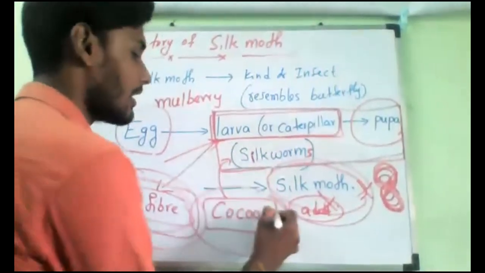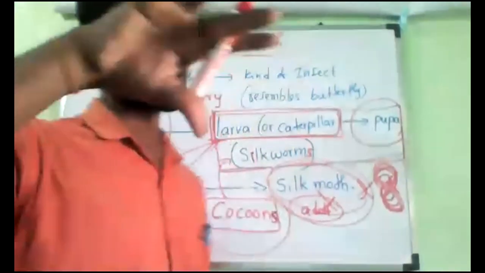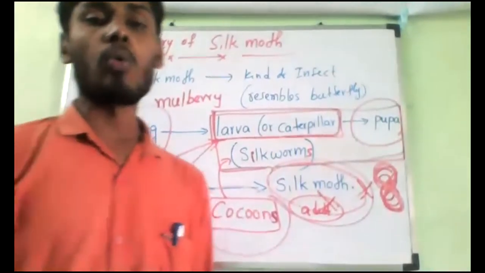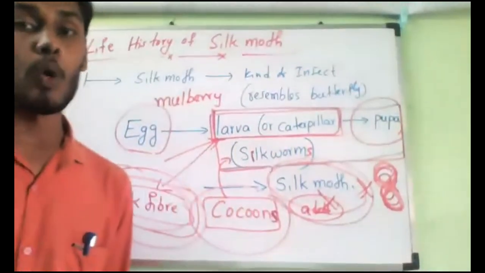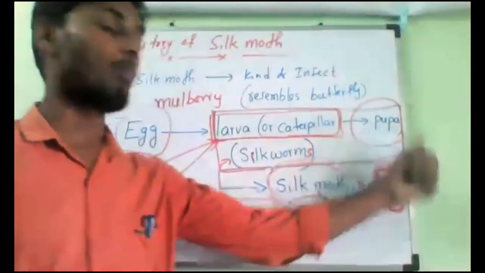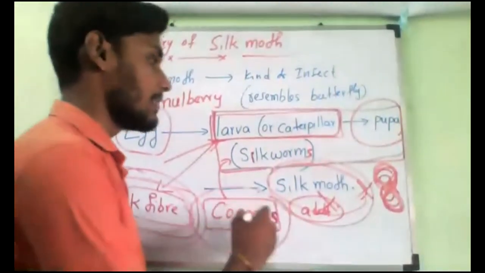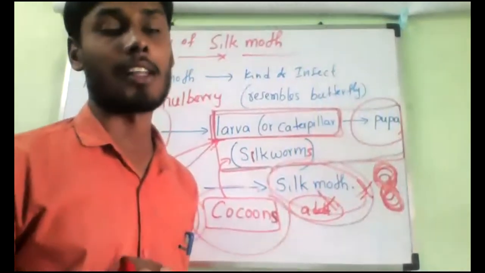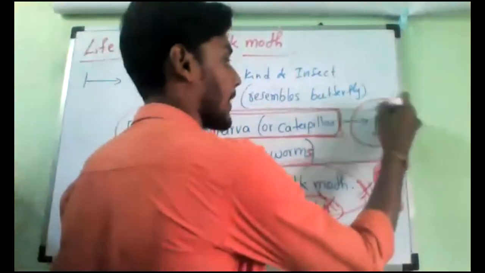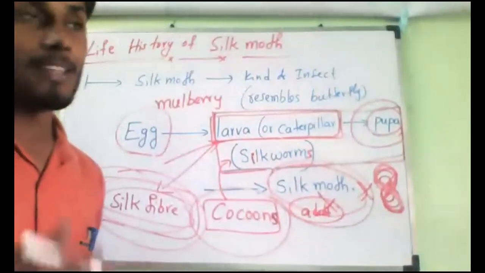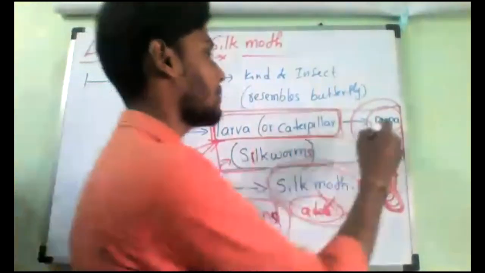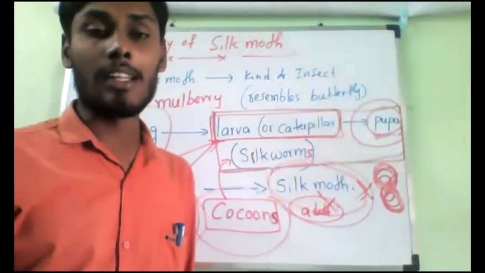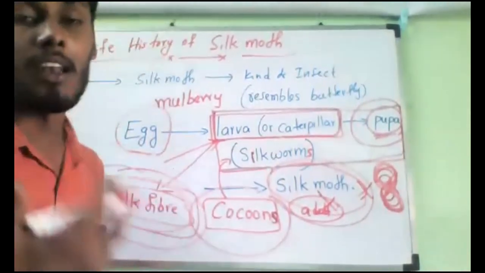Cocoons are like the ones I have shown you in the picture, the ball-shaped thing that is formed. That is called a cocoon. This cocoon is made by the silkworm to protect its development as a pupa. It is not making the cocoon because humans depend on it to give silk. That is not the reason. It is actually turning into a pupa, and when it is converting into the pupa it cannot eat food. So to protect itself, it makes a kind of shell around it.